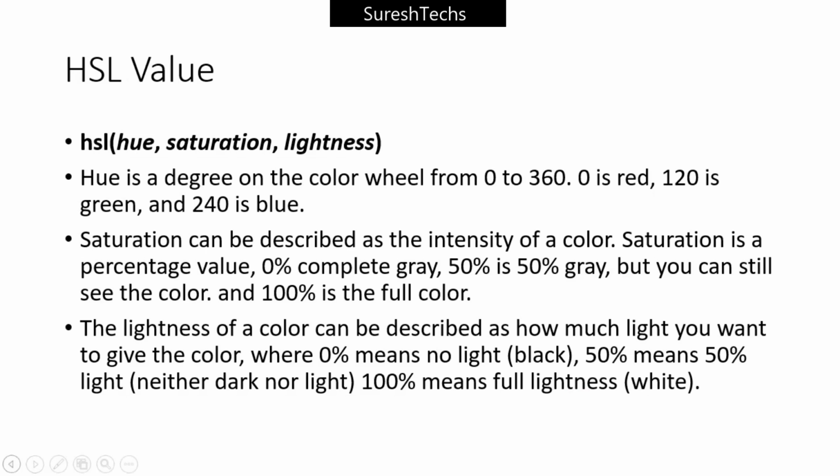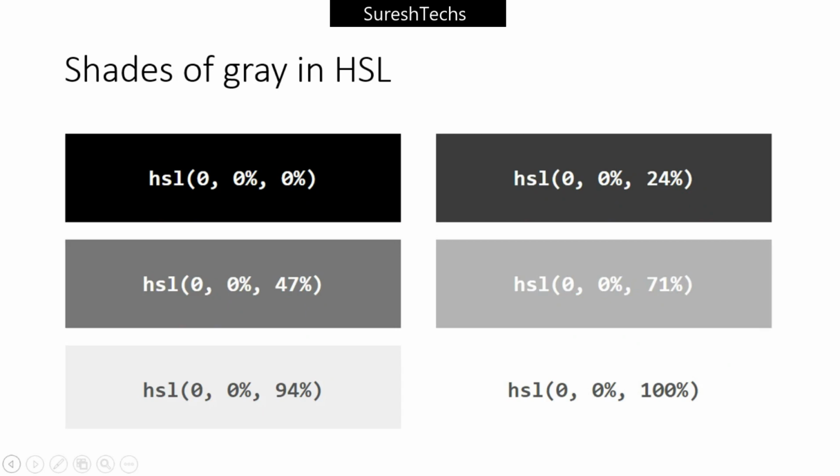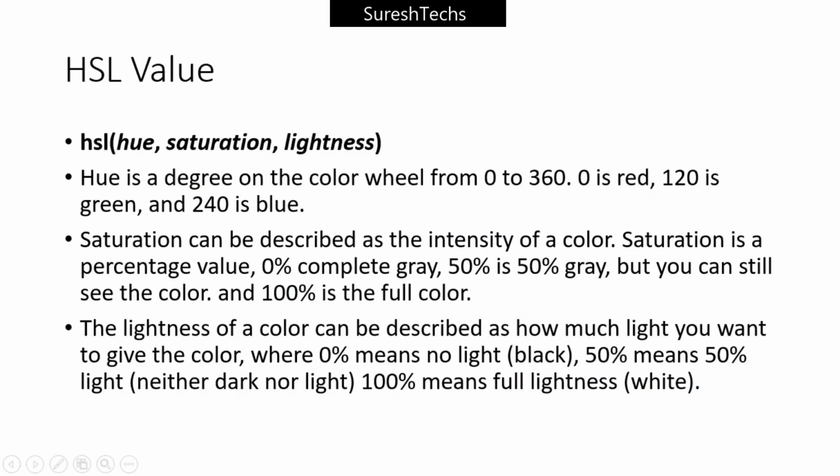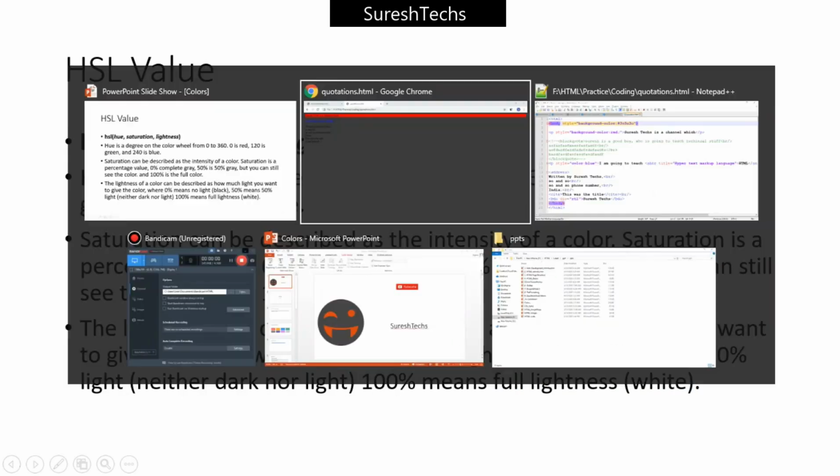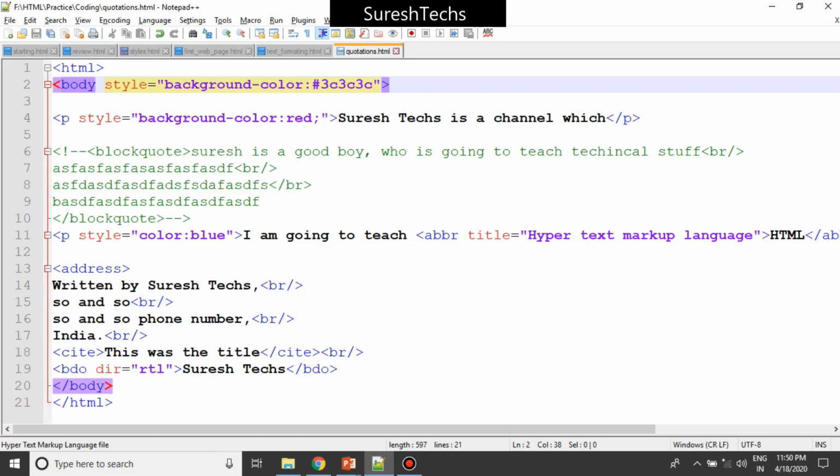Now, these are the different shades of the gray available in HSL. Let me provide some color in HSL now. So how do you provide this? The first one is the hue. So hue is basically the wheel, the degree of the wheel from 0 to 360 degrees, and then followed by the saturation. The saturation stands for the intensity of the color. So this is in hexadecimal, and I am going to change it to HSL.